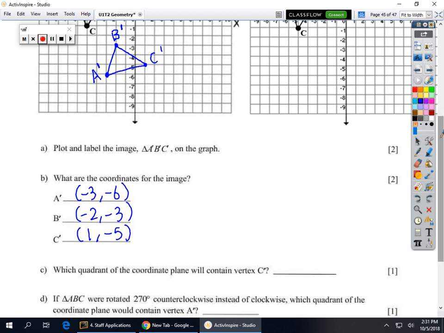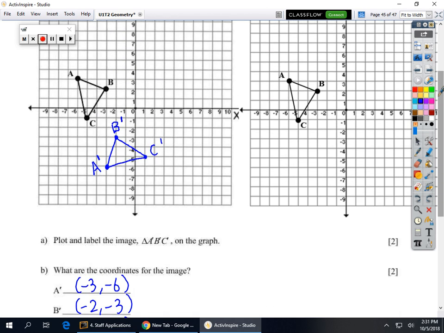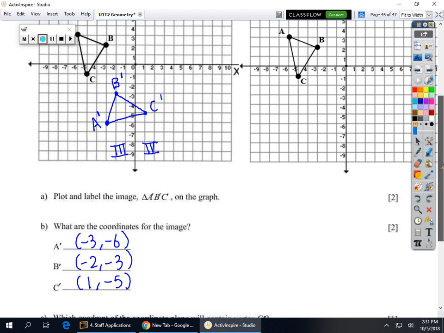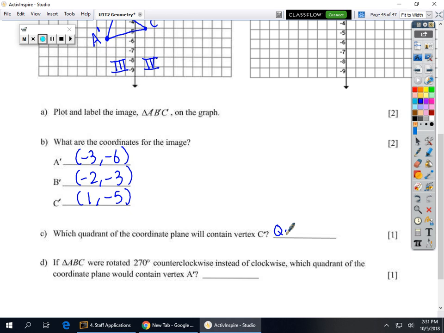Right, so we got some thinking questions below. Which quadrant of the coordinate plane will contain vertex C prime? Well, I rotated it, and where's C prime? If you forget the quadrants, this is quadrant I, this is quadrant II, this is quadrant III, quadrant IV. We use Roman numerals so we don't get these confused with the actual numbers on the screen. So, where is the new C? C is now here. That is considered quadrant IV. So which quadrant? This is quadrant 4.